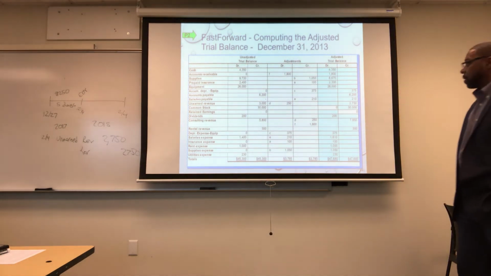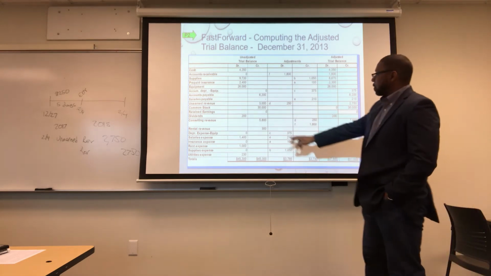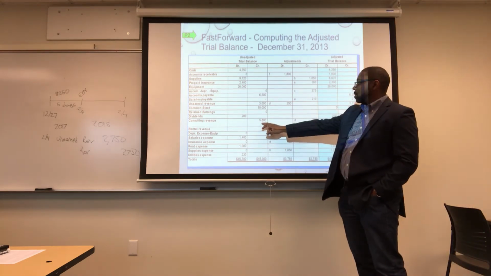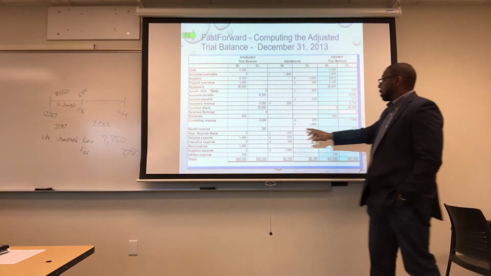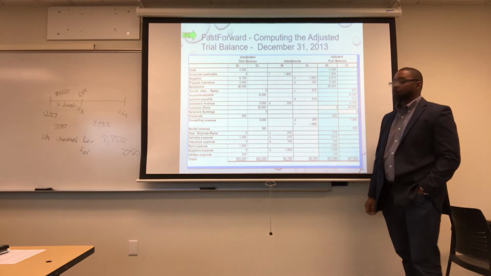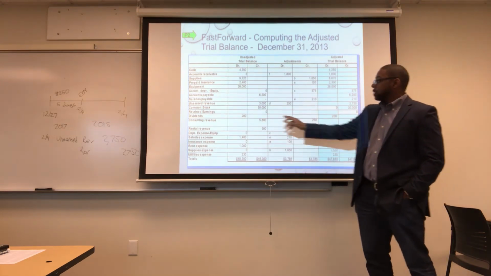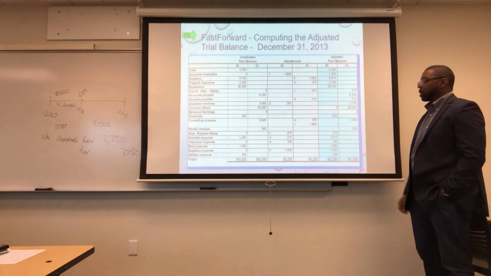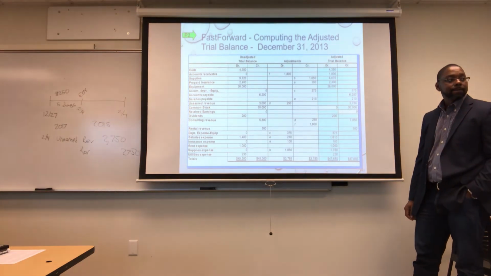If you had 2 credits, here you have a credit for $5,800 for revenue. Then you have a credit for $250 and $1,800 for revenue. You add the 2 credits together and you'll get a credit for $7,850.